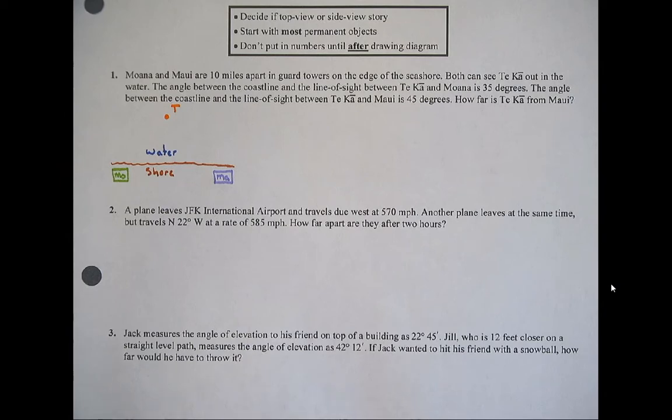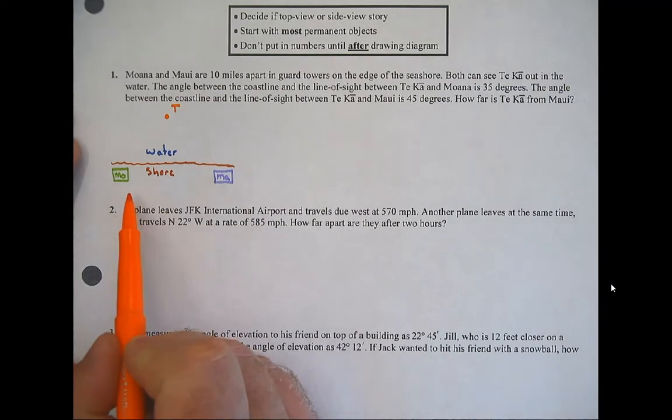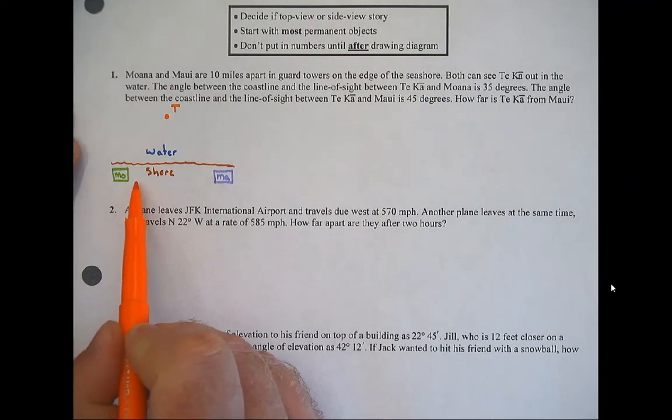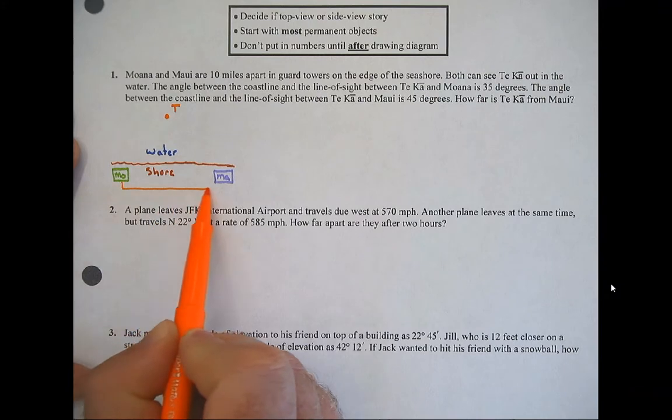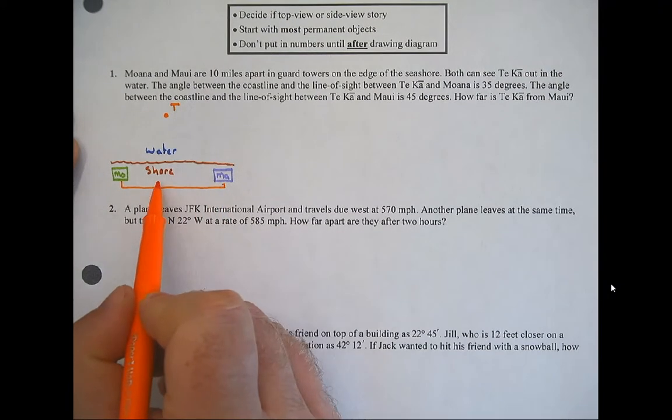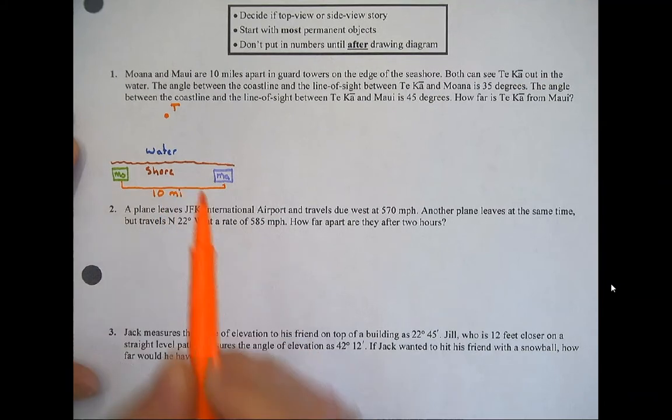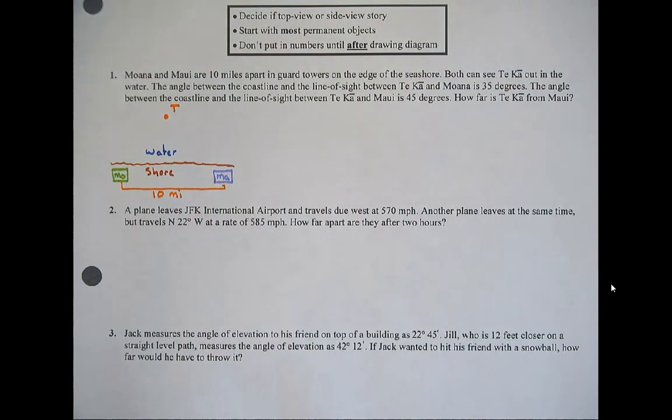So Moana and Maui are 10 miles apart in the guard tower. So that's something that I can add to my picture. So from here to here, this is a distance of 10 miles. What else do we know? Both can see Taka out in the water. So, yep, they can both see him.